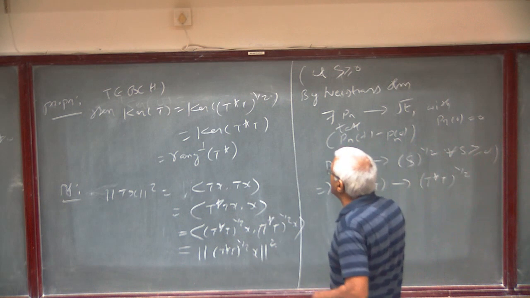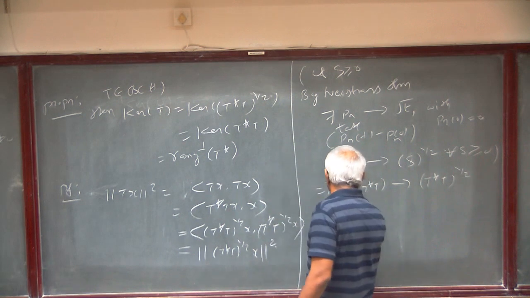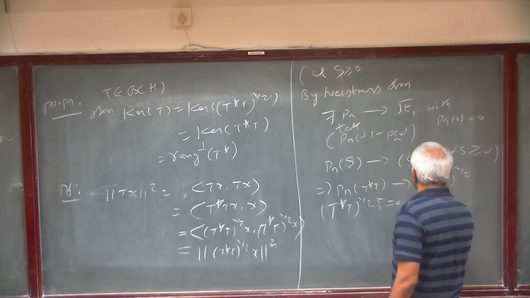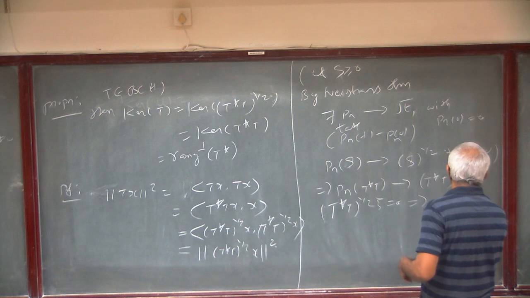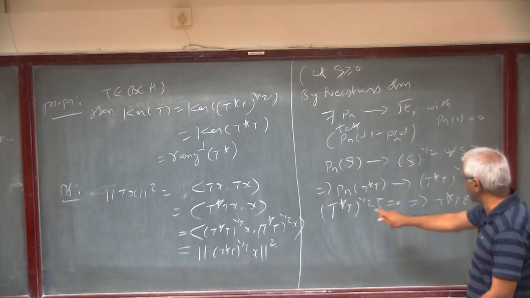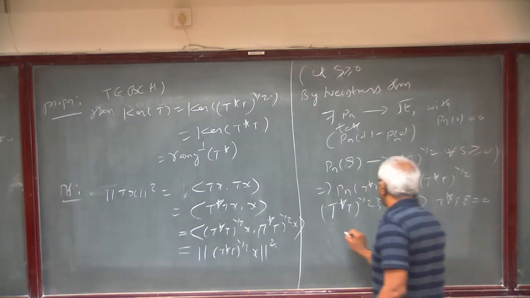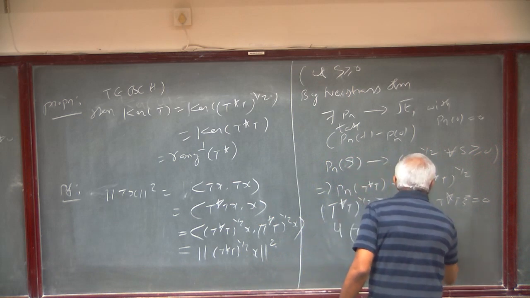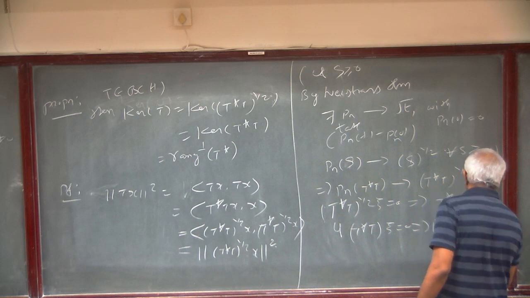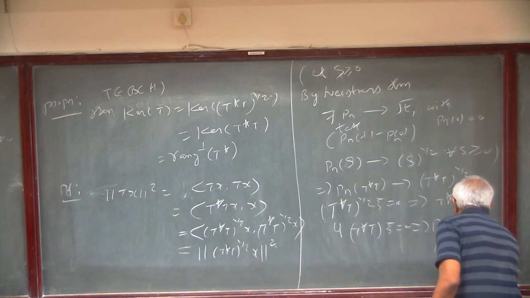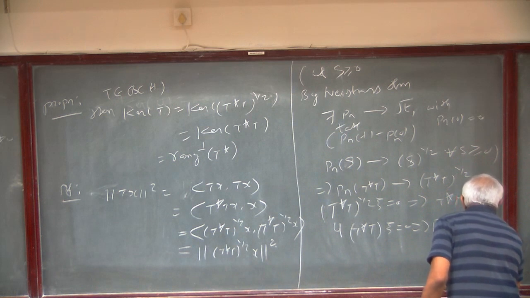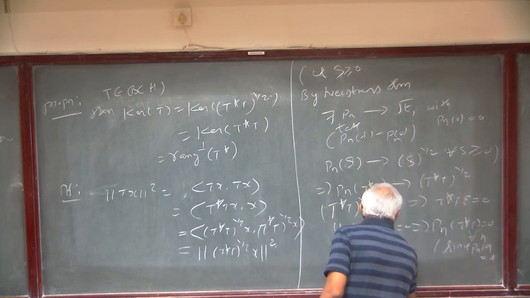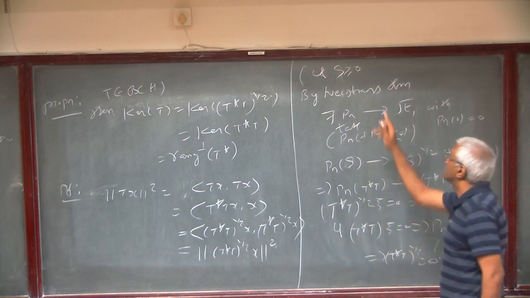Now first, if (t star t) to the power half xi equals 0, this implies, of course, t star t xi equals 0. So one way is clear. We have to prove the other direction. If t star t xi equals 0, this implies Pn of t star t xi equals 0 for all n, since Pn of 0 is 0. So this converges to that, and this implies (t star t) to the power half xi is also 0. So this proves this statement.